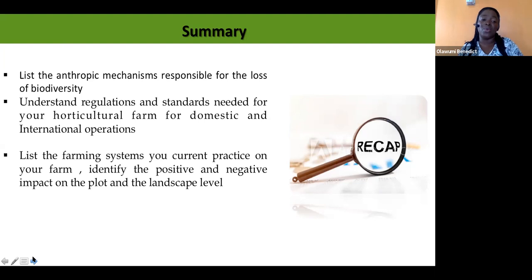And then we looked at the different farming systems that we currently practice on our farm. Like we mentioned on Monday, I asked us to mention some of the practices that we do, and we were able to see that some are doing monoculture, while some are doing polyculture, some are doing monoculture on a plot, but the entire system is a polyculture.